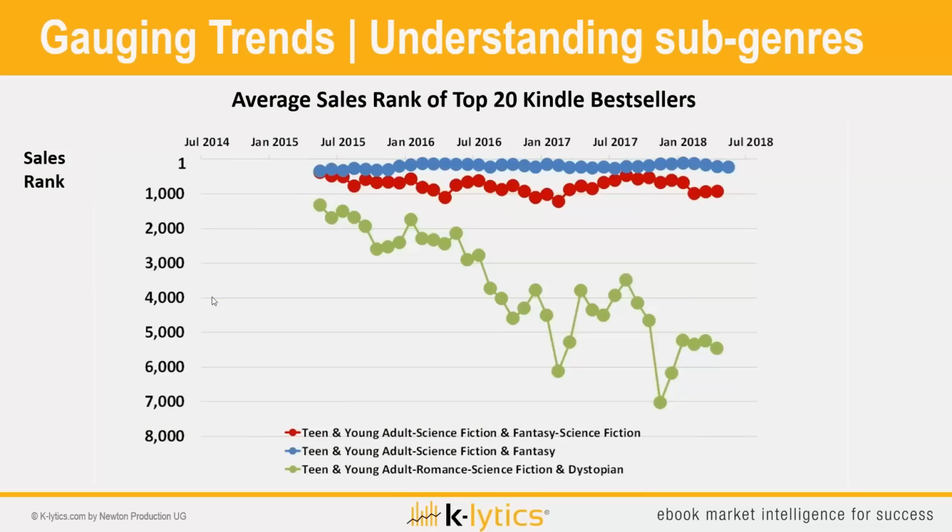So I'm not going to bore you here in the live with all the details, but you see here the orange one, the blue one is teen young adult fiction, science fiction and fantasy, so the broad one. And then underneath you have the science fiction part of it. And the green line is, well, ever since 2015, teen and young adult romance, science fiction and dystopian. So after the cool down of the Hunger Games time, you also see the cool down in the related book market. All right.